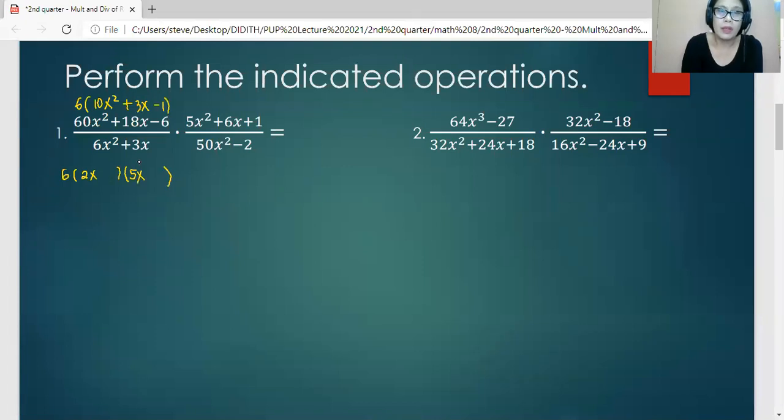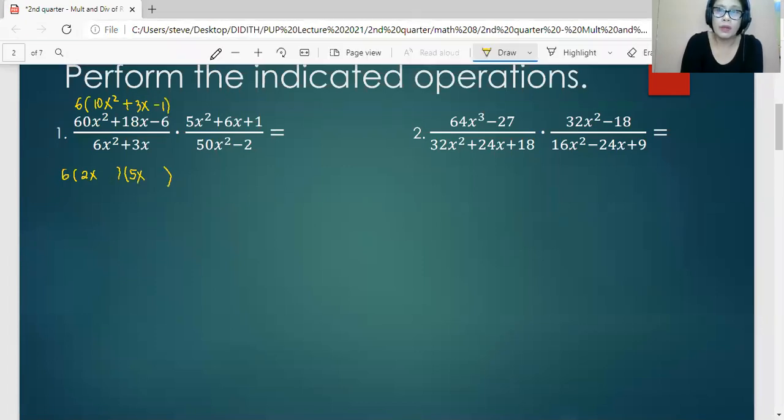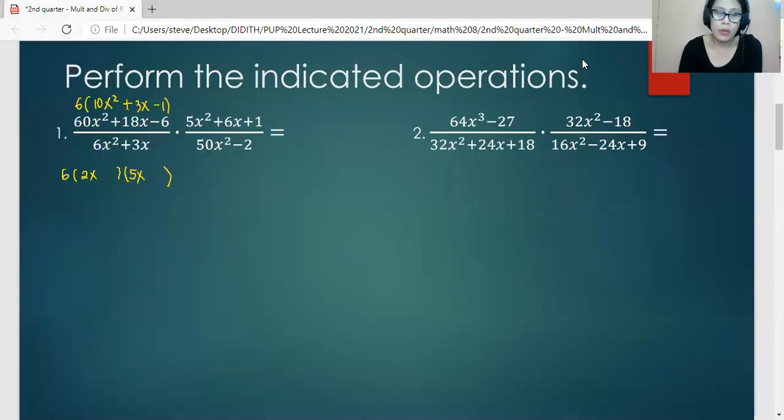Okay, since this is negative 1, we made use of 2x and 5x. Now, the only factors, of course, of negative 1 will be 1 and negative 1. So we have to find out where we are going to place the negative sign.